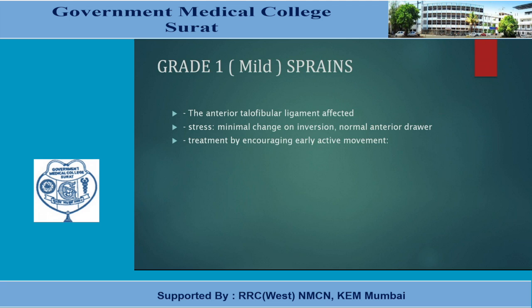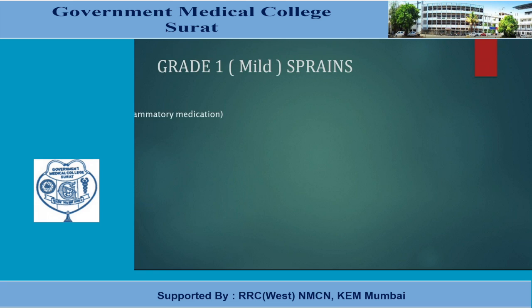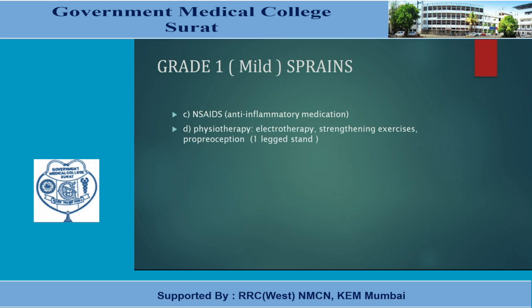Treatment is by encouraging early active movement: stationary cycling, walking with protection and a brace. Okay, for grade 1 mild sprain, you have to give NSAIDs, non-steroidal anti-inflammatory drugs, Brufen or any diclofenac. Then physiotherapy, electrotherapy, strengthening exercise and proprioception.